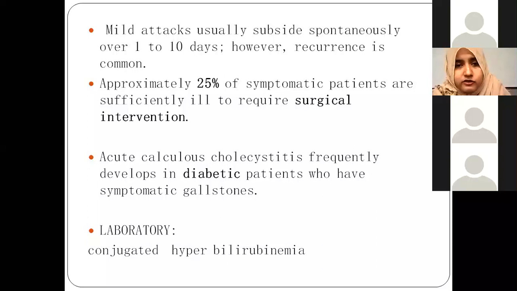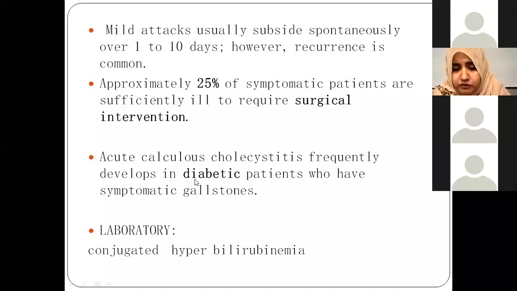Until and unless the stone gets obstructed and obstructs the cystic duct or some other region of the drainage. Approximately 25% of the symptomatic patients are sufficiently ill to require surgical intervention. Acute calculous cholecystitis frequently develops in diabetic patients who have symptomatic gallstones. Now, what does this mean? Is it so that all diabetics will get cholecystitis or gallstones? So, what does it mean?